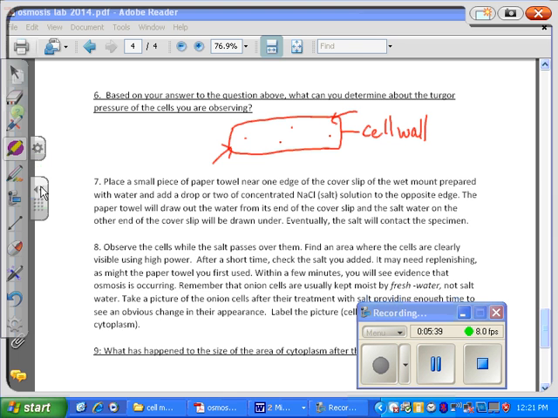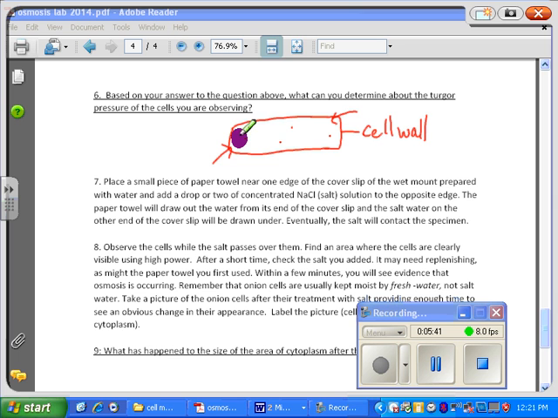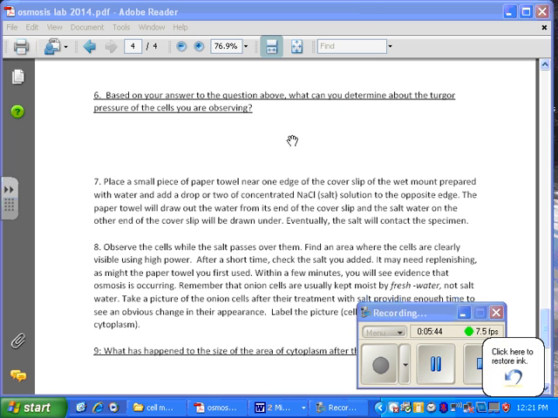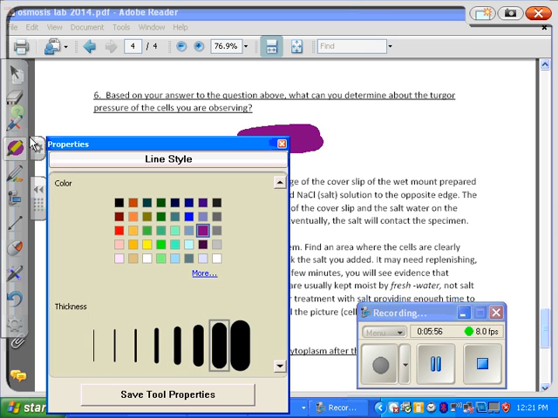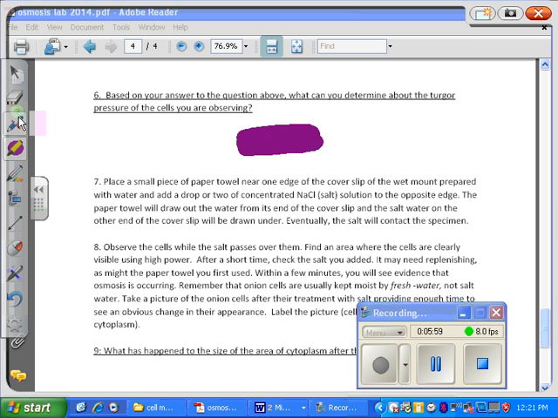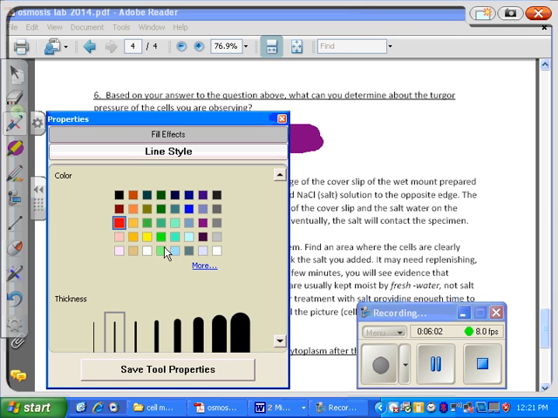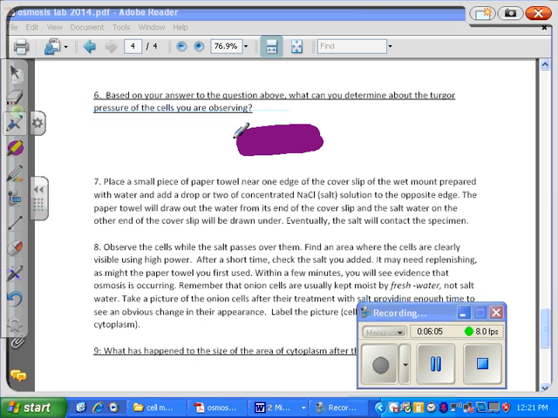And just to make sure you understand all the parts, the pretty purple stuff that you saw was the cytoplasm. And then the stuff that you saw on the outside, that's the cell wall. It looked really white when you were doing it, but it shows up here better black. So here's your cell wall, and the stuff inside was the cytoplasm, the purple stuff.